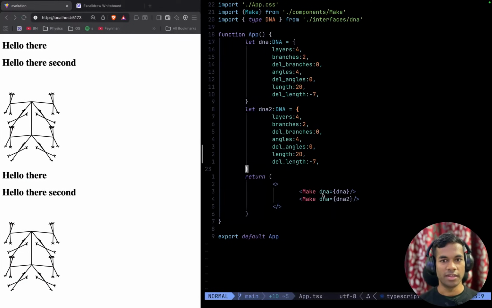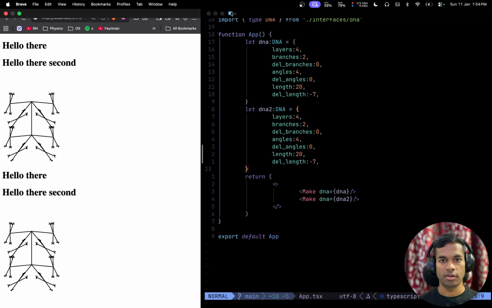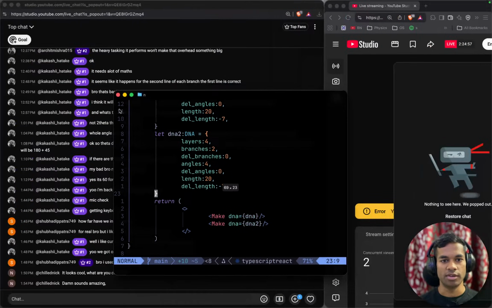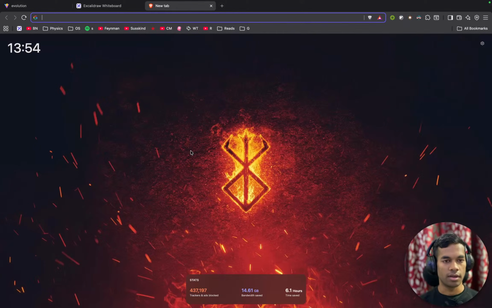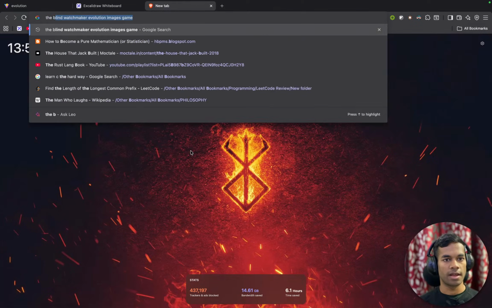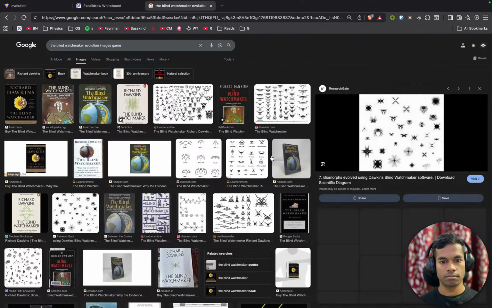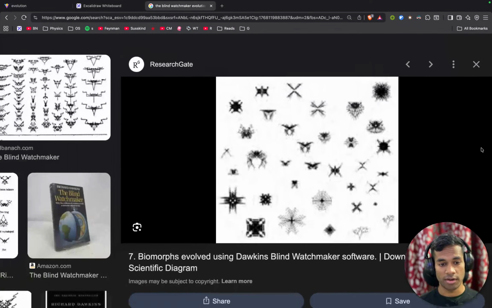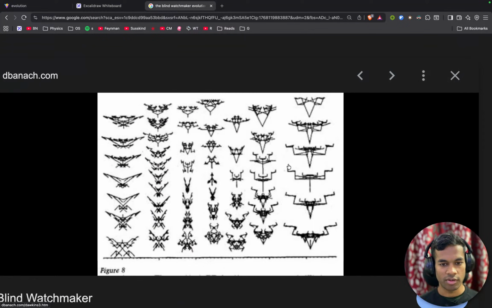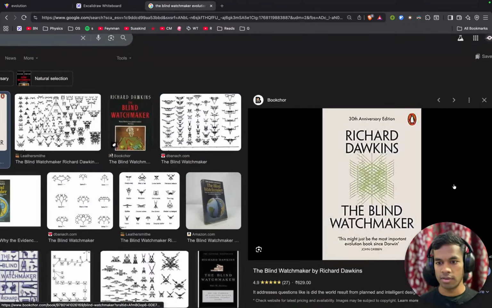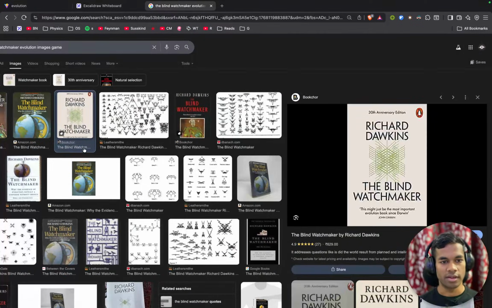Sounds cool. And this idea I got from Mr. Richard Dawkins. He's amazing. His book is amazing. Here, The Blind Watchmaker. But these shapes are more complex. Look at this. This is what he was able to make. These shapes look better than what we are creating.